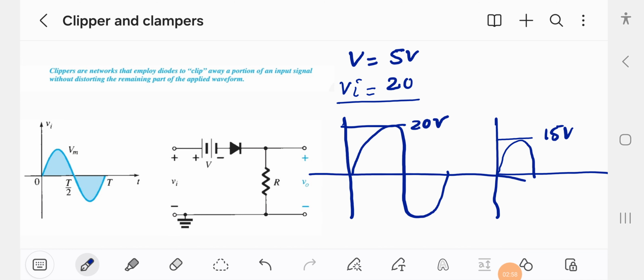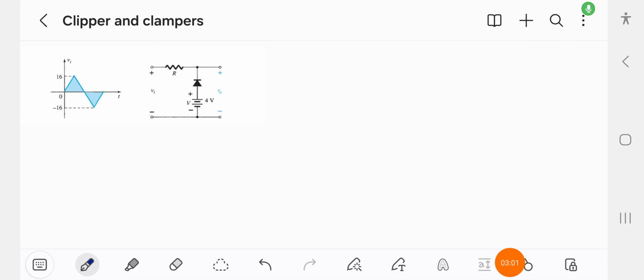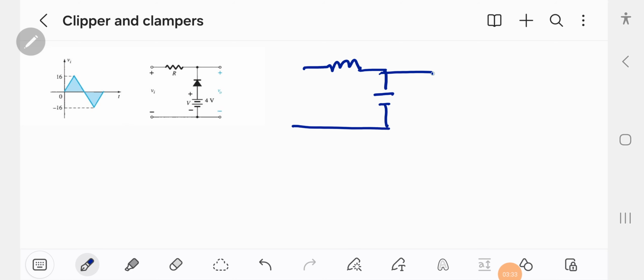Let's move to a parallel based clipper. Now this is a parallel clipper. So what will it do with this type of waveform? See here, when we look into the circuit, we are taking the output from here. So when the diode is on, we got this type of circuit.